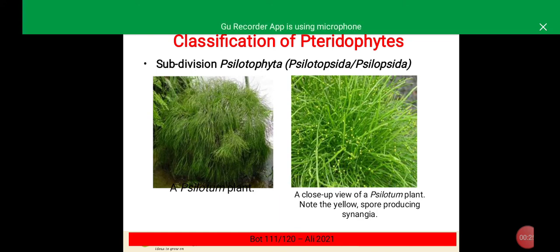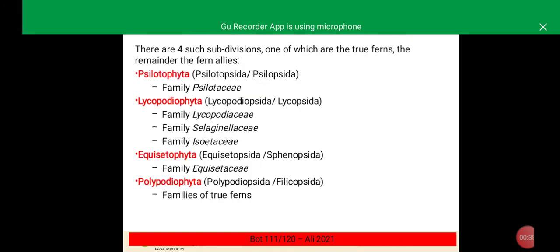Those are the subdivisions of vascular plants. Therefore, at the end of lecture 1, we talked about the taxonomy of Pteridophyta, or the 4 subdivisions of Pteridophyta. One was Psilophyta, where members belong to family Psilotaceae. The second subdivision is Lycopodiophyta, where members belong to the family Lycopodiaceae. The third is division Equisetophyta, where members belong to family Equisetaceae, and the last one being Polypodiophyta, where members belong to the family Polypodiaceae, or the families of ferns.